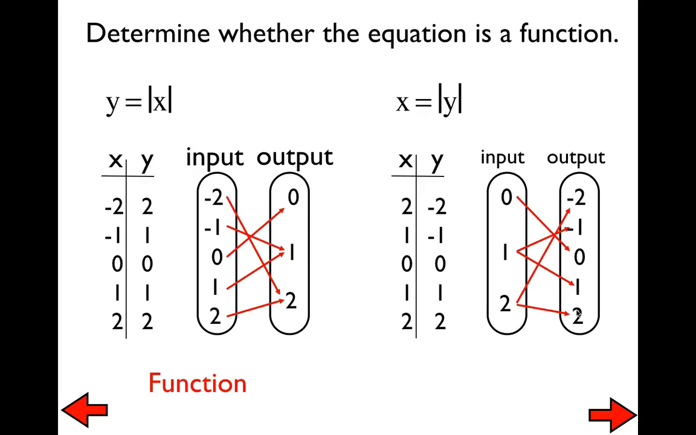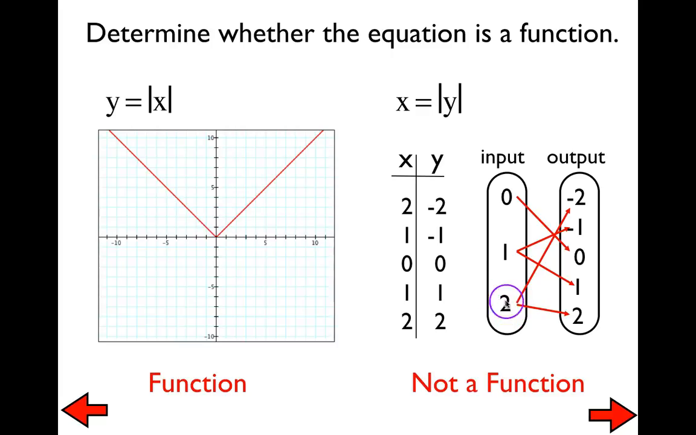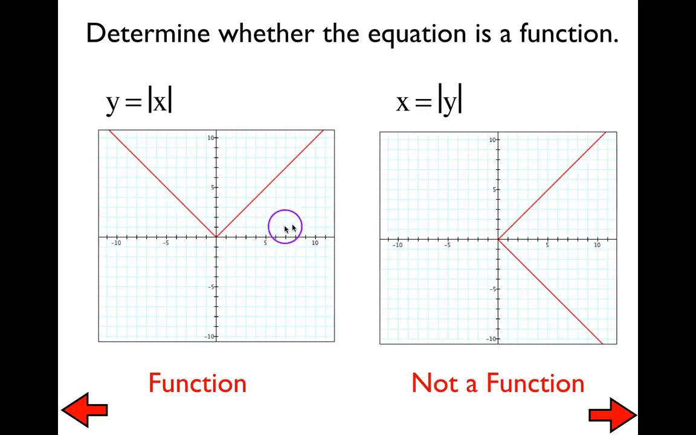Okay? So notice if you have more than one branch coming off of an input, that means the output is not unique, it's being shared. So this is not a function. So real quick, these are the graphs of the equations. So notice this represents a function, but this does not represent a function.